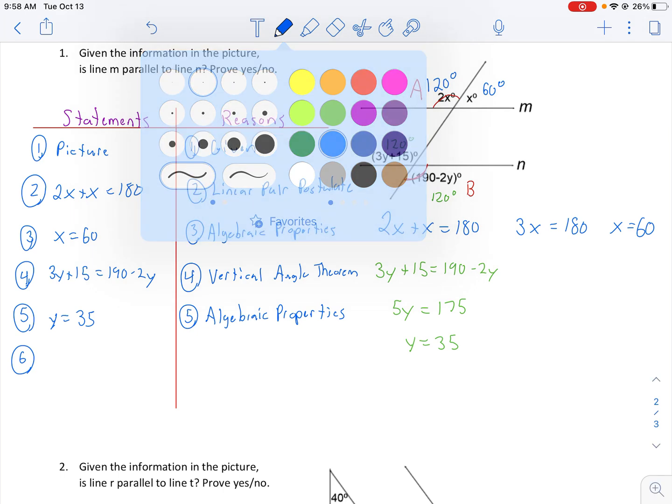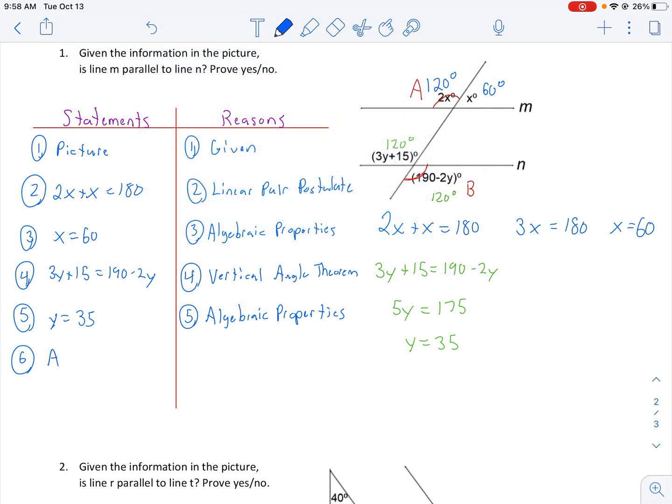Okay. Then on number 6, we found angle A to be 120 degrees. And that is because all we did was we took our x value and plugged it in for x. So that's called substitution. We substituted an x value in for x. And then our next step, we found the measure of angle B to also be 120 degrees. That was also because of substitution.